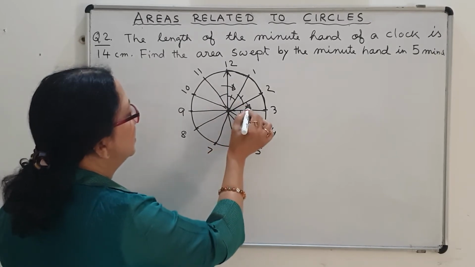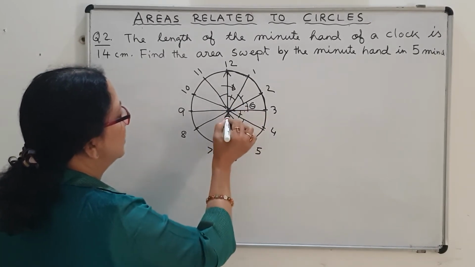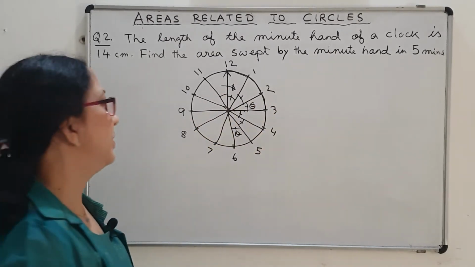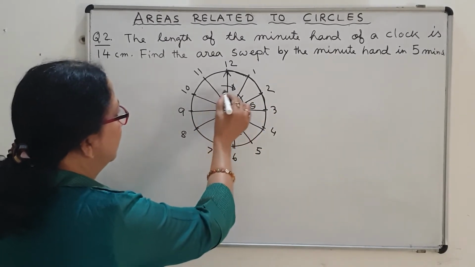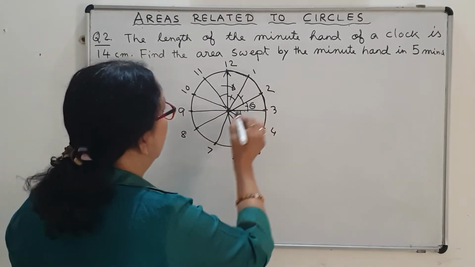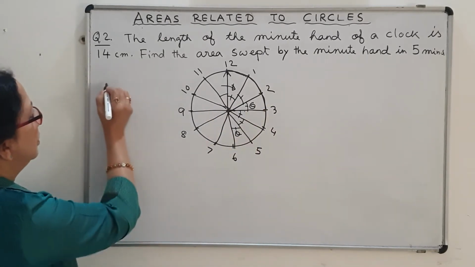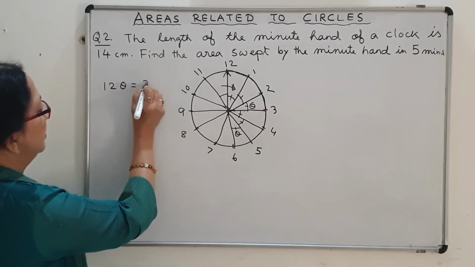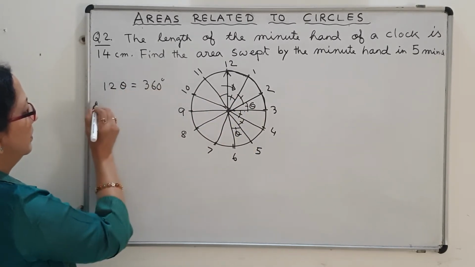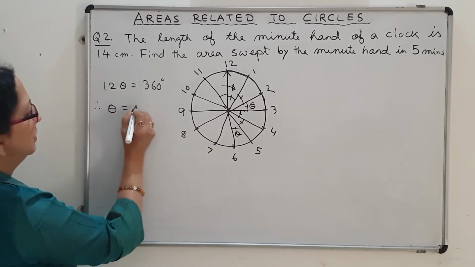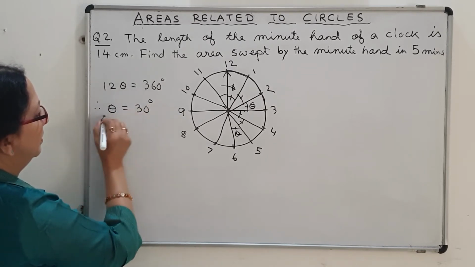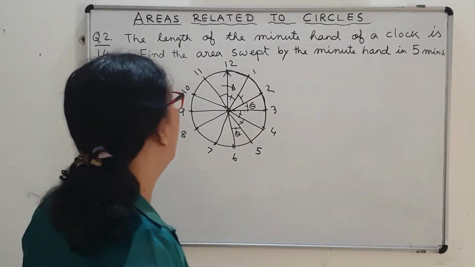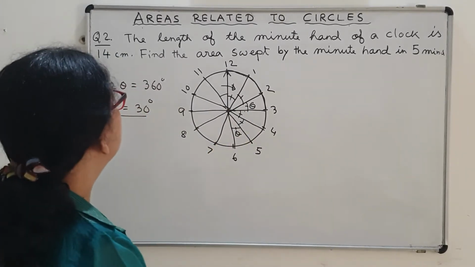If I consider each angle to be theta, then what will be the value of theta? Let me find it out first. There are 12 such sectors, so 12 into theta is 360 degrees. Therefore theta is equal to 30 degrees. So the value of each sector angle is 30 degrees. This much we know.